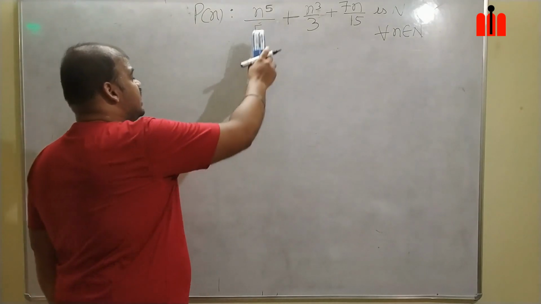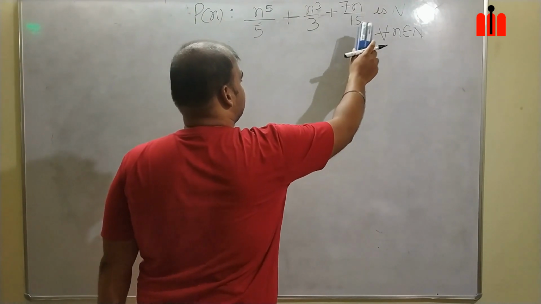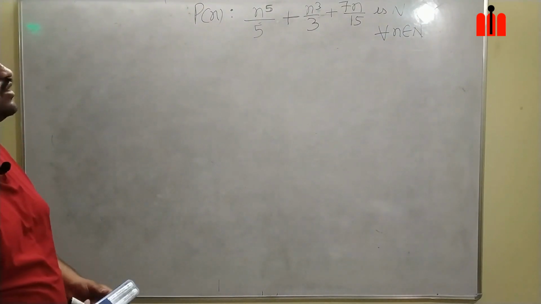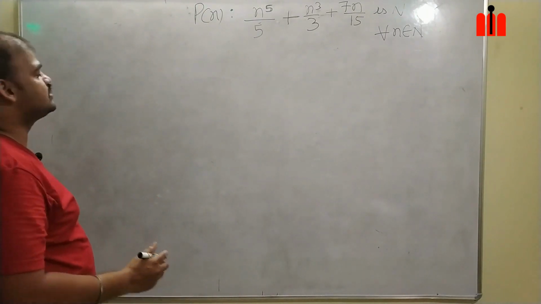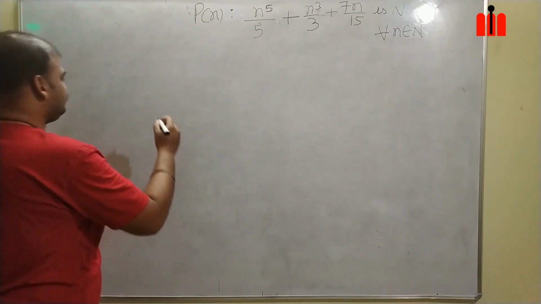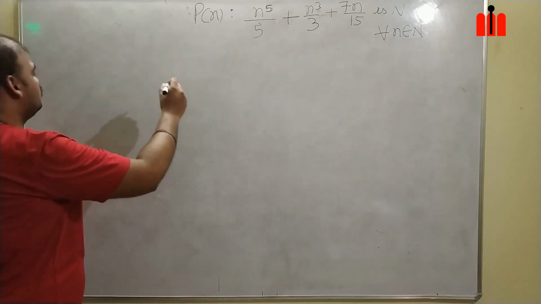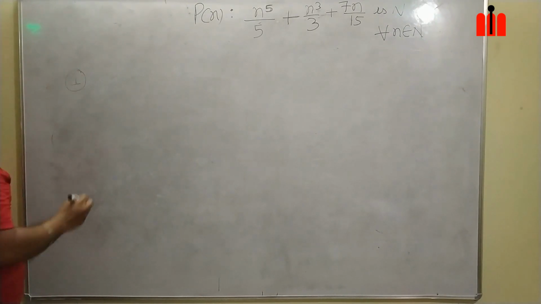My problem is n to the power of 5 by 5 plus n cube by 3 plus 7n by 15 is a natural number, for all n belonging to N. Okay, so now first we have to do the check. Let's get carried on with our PMI three-step procedure.